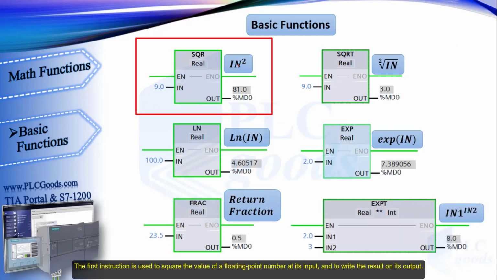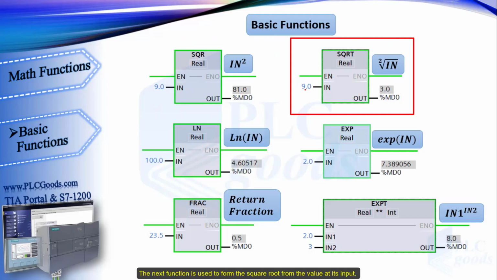The first instruction is used to square the value of a floating point number at its input and to write the result on its output. The next function is used to form the square root from the value at its input. This instruction has a positive result if the input value is greater than 0. If the input value is less than 0, the output returns an invalid floating point number.